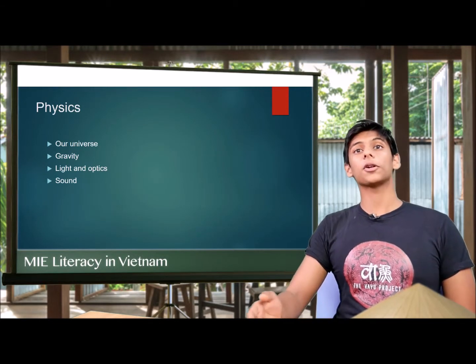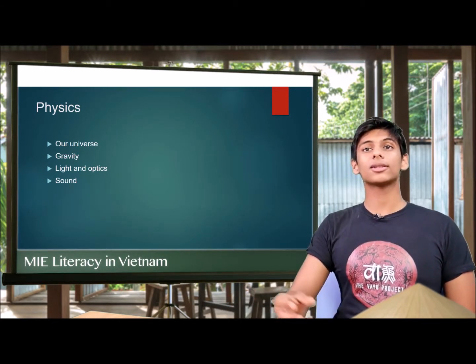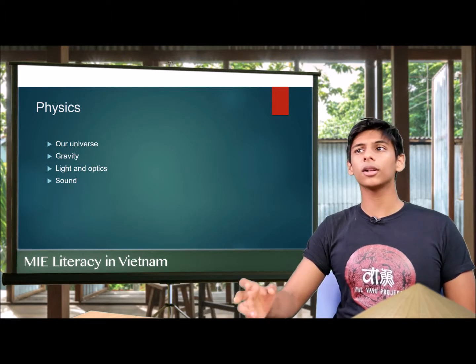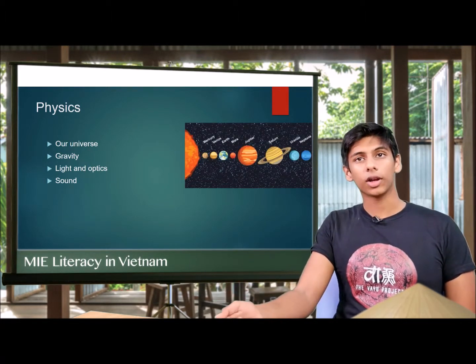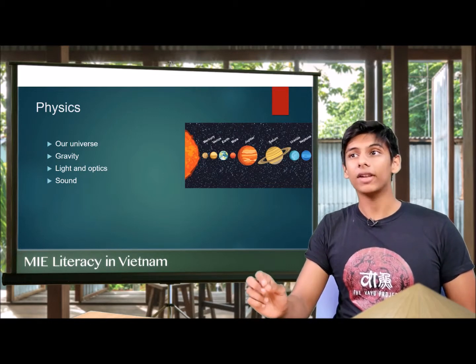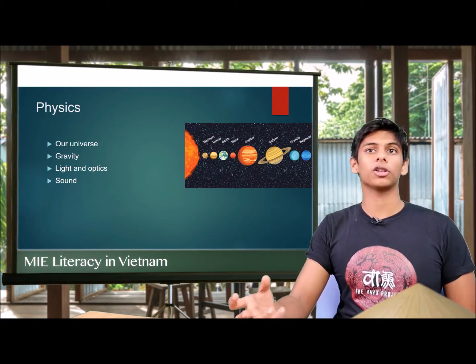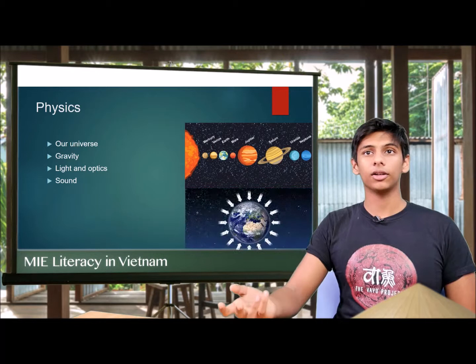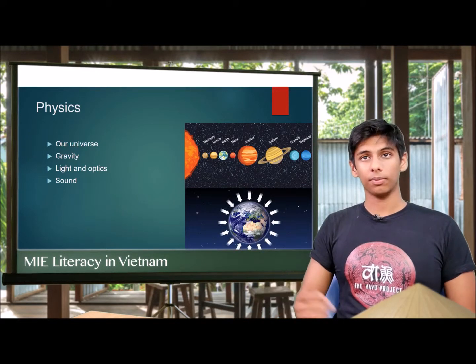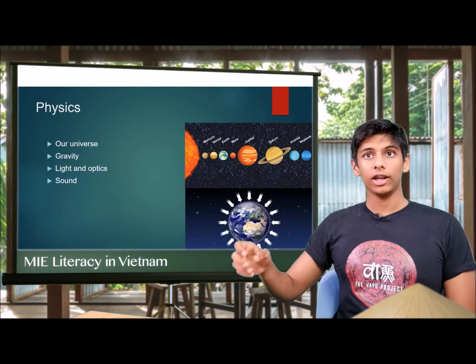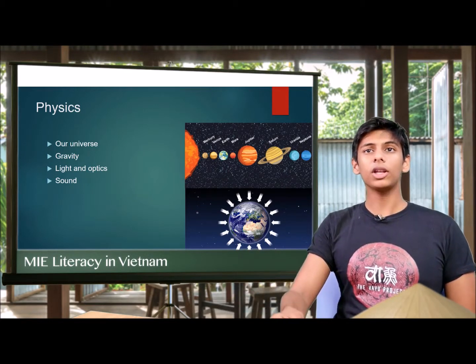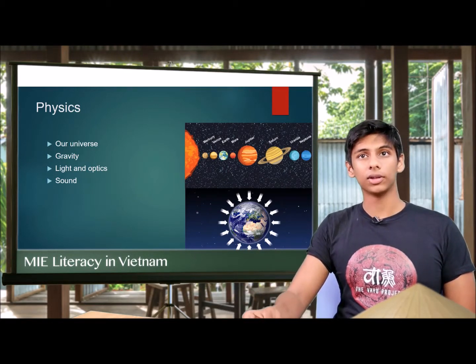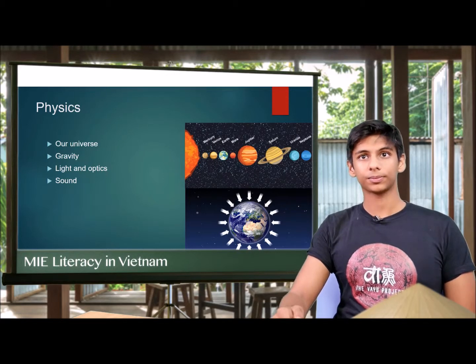Now lastly, let's talk about physics. Physics is the study of all the physical phenomena in our universe. The first phenomenon that we're going to study is called gravity. Gravity is what causes things to get attracted towards the Earth. For example, if you drop your pen, it falls down to the earth. This is because of gravity. Gravity was discovered by Sir Isaac Newton in the 1600s.